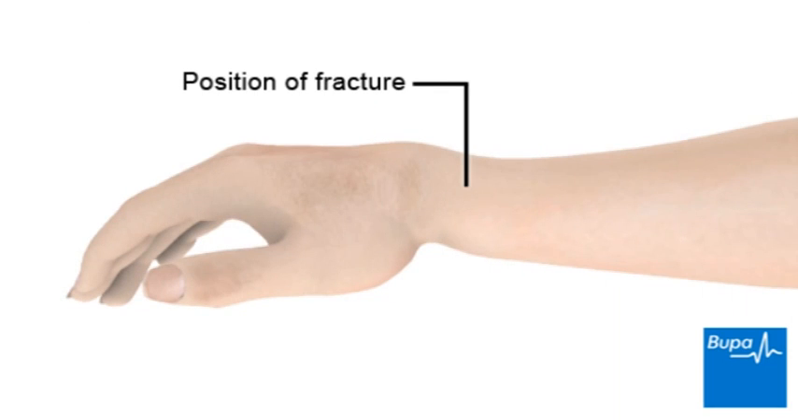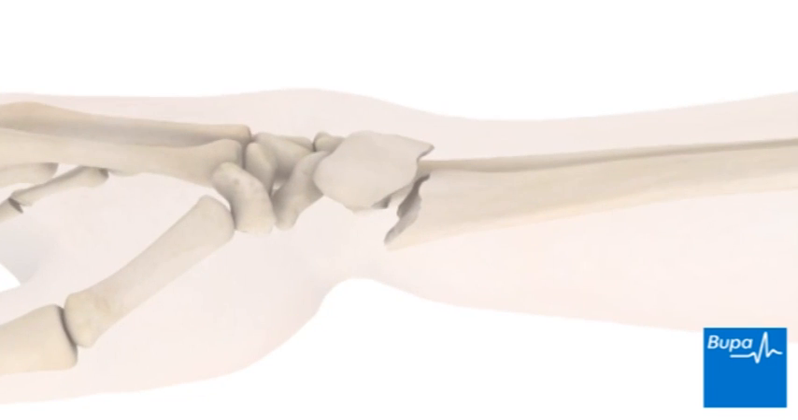Once the wrist bone has been fractured, it may be out of line. If this isn't corrected, the wrist will heal in the wrong position. If the two pieces of bone have been displaced, they need to be repositioned so that they are lined up correctly. This is known as reduction.